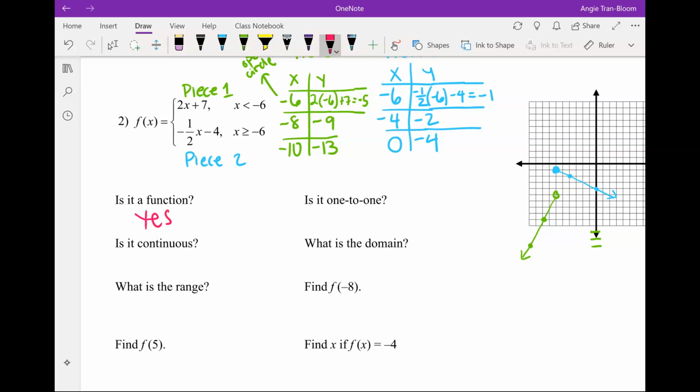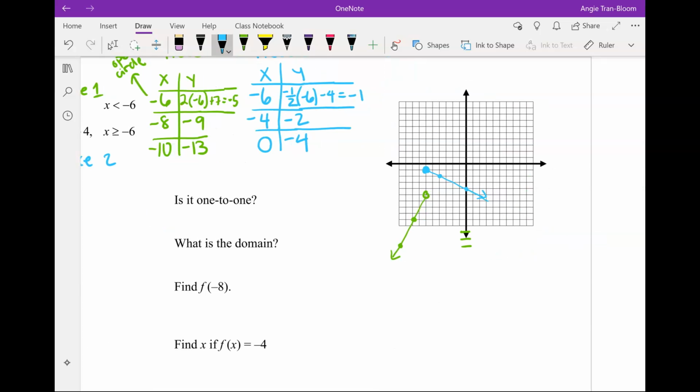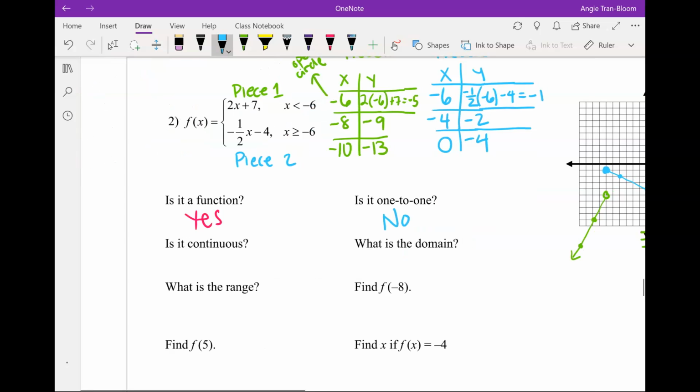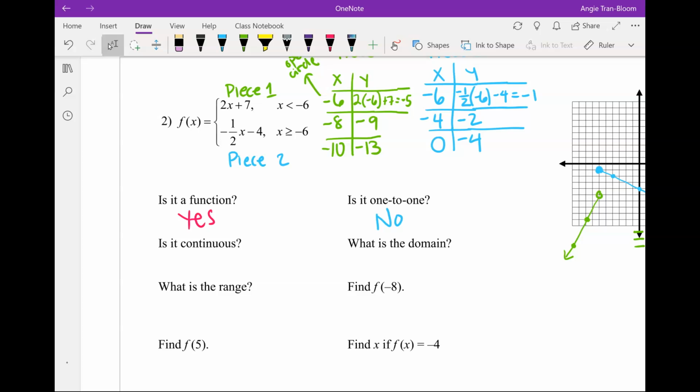What do we do to check for one-to-oneness? Horizontal. Take your pencil. Put it horizontally. Go up and down and tell me, is it one-to-one? No, because would you agree that this blue line technically goes down forever? Yes. And at some point, would you agree that it will totally intersect the horizontal line twice? So is it one-to-one? No, it's not one-to-one. Okay. Is it continuous? No, you have to lift up your pencil.